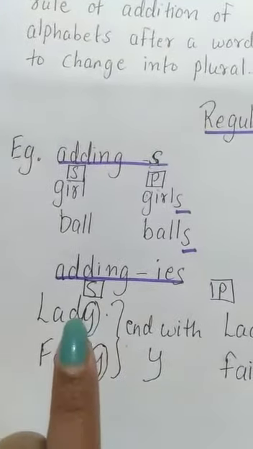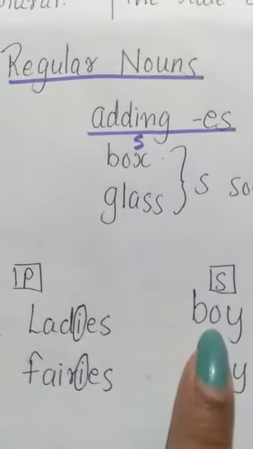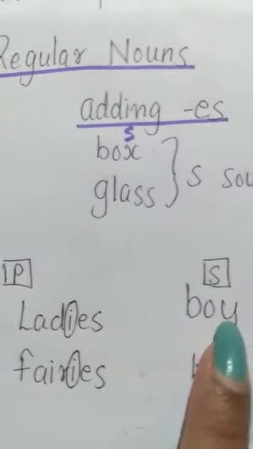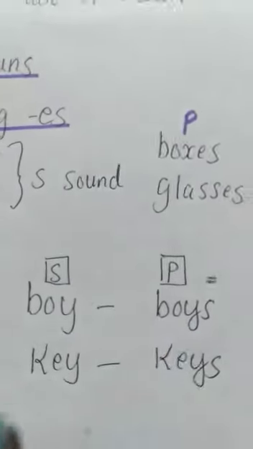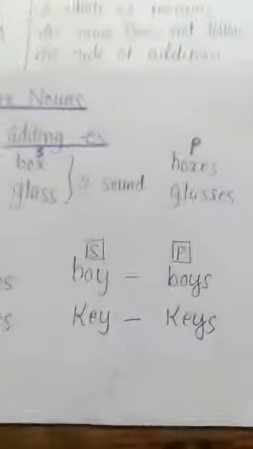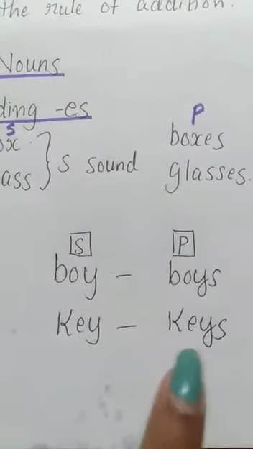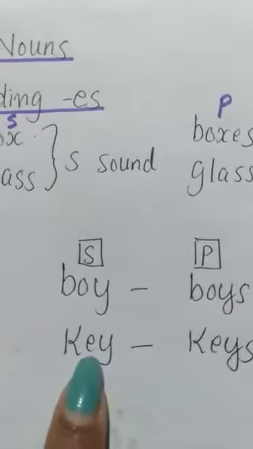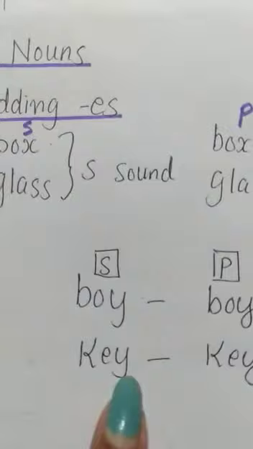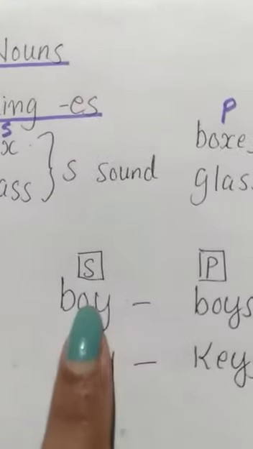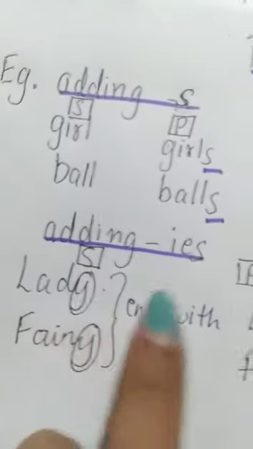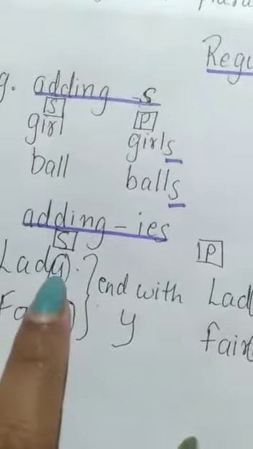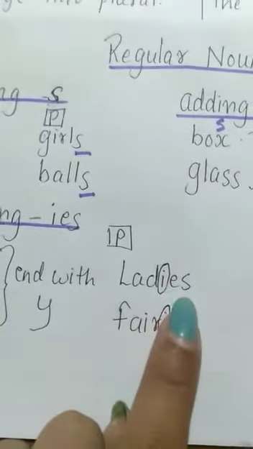Now, this rule is followed only when there is a consonant in front of y. What if there is a vowel in front of y? Like, for example, boy. Do we write boies? No, we simply write boys. Similarly, key, we simply write keys. We don't write keis. Why? Because there is a vowel in front of y. So the simple rule is, whenever there is a vowel in front of y, we simply add s. Whenever there is a consonant in front of y, we need to use ies by dropping y and replacing it with i and adding es.